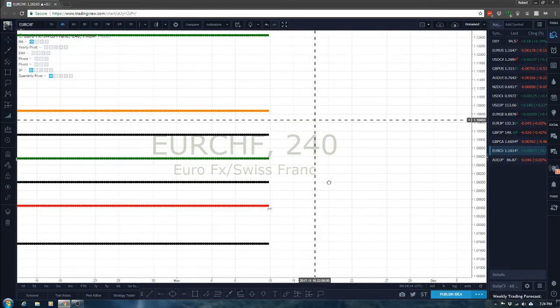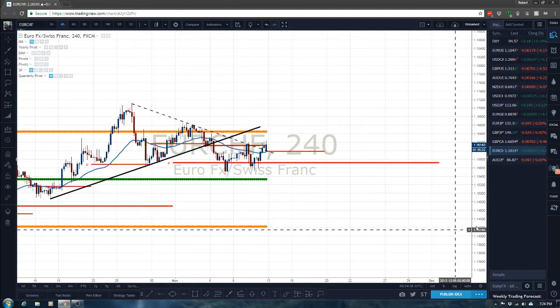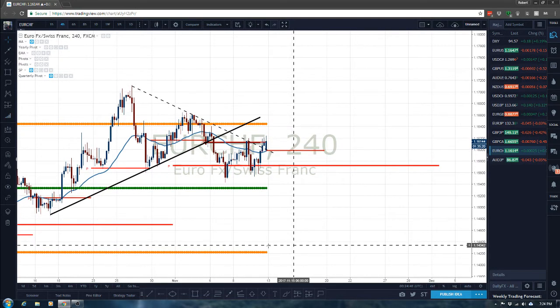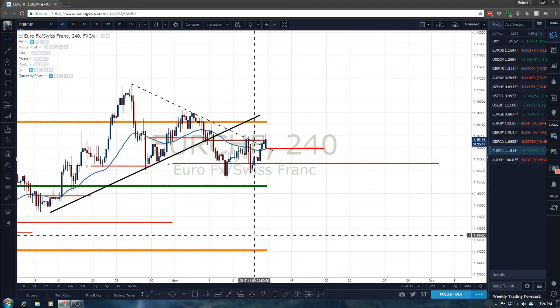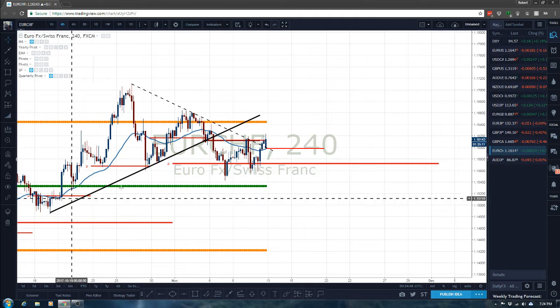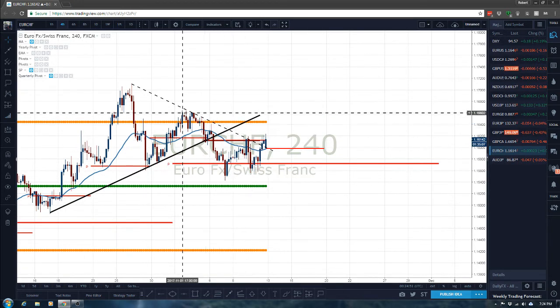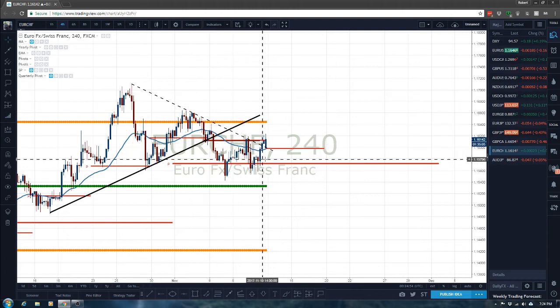Euro Swiss. Euro Swiss is currently above the monthly and the weekly. I've been waiting for the pair to head back and possibly test this lower trend line after it broke down. We are also breaking this upper trend line currently.